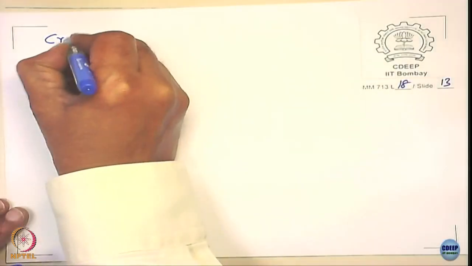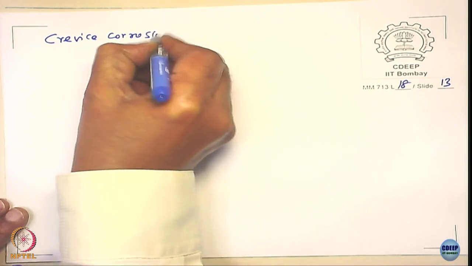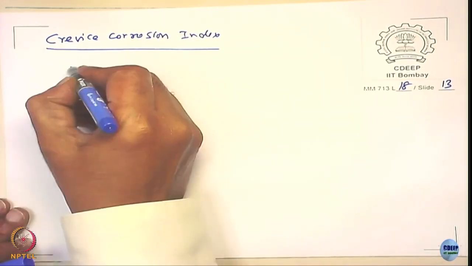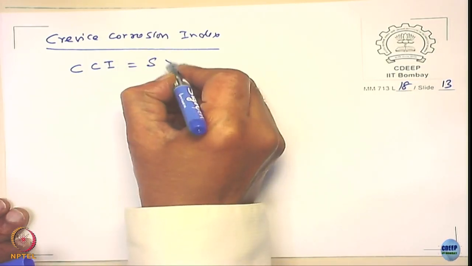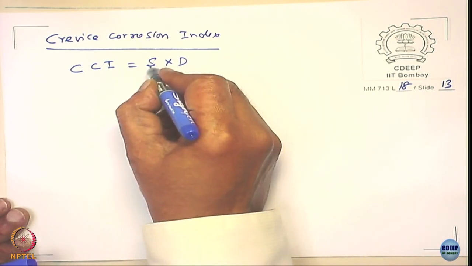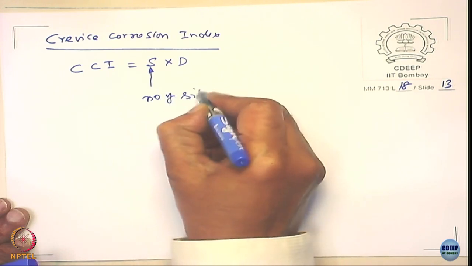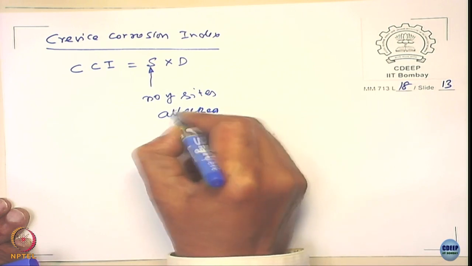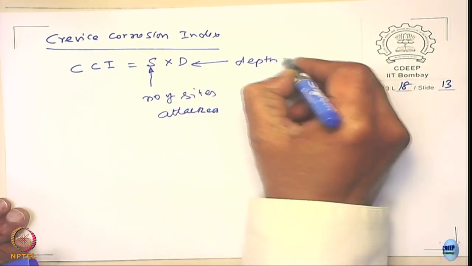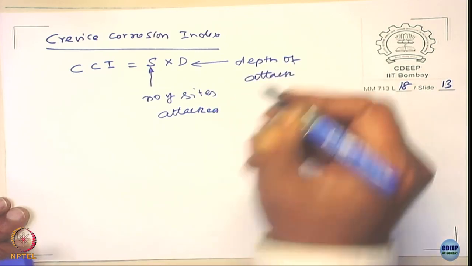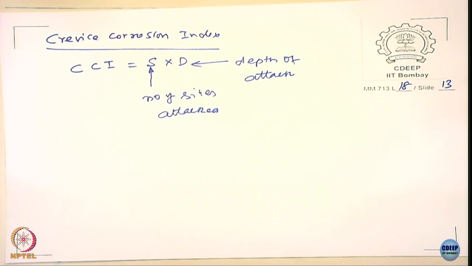Now, people use this as a criterion for crevice corrosion. People also use a term called the crevice corrosion index, CCI. CCI is given as the multiplication of these two, where S corresponds to the number of sites attacked, and D is the depth of attack. So, this is a kind of index people use to quantify the crevice corrosion resistance of metals.